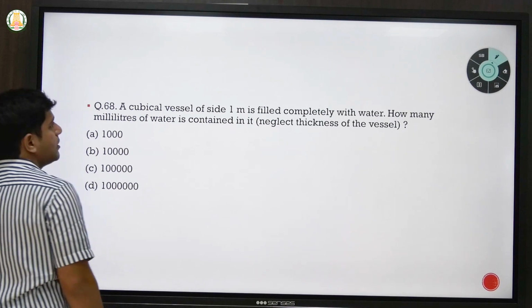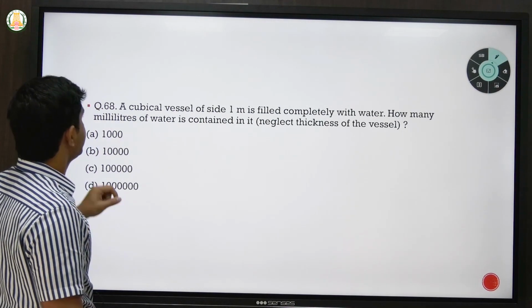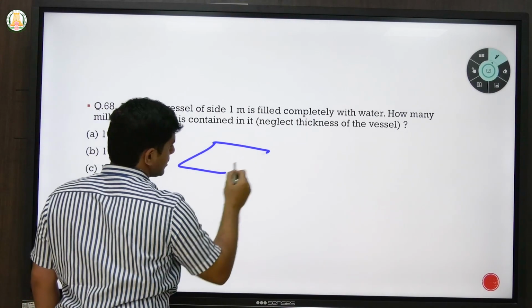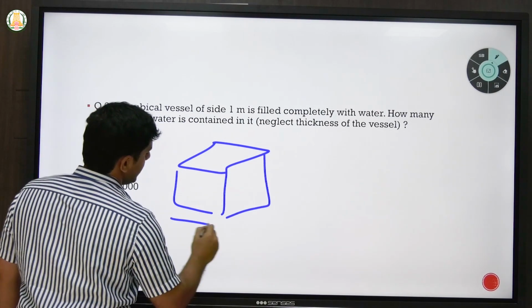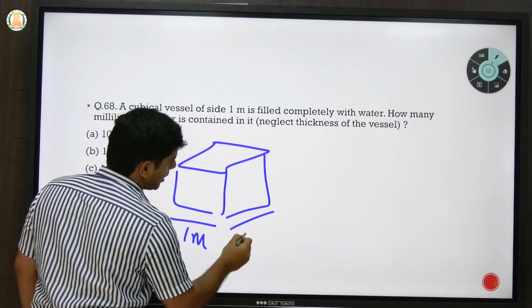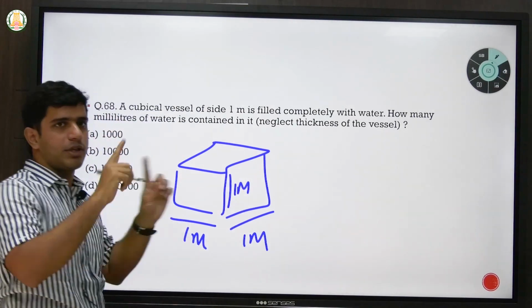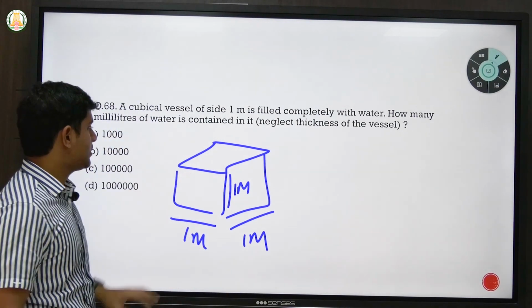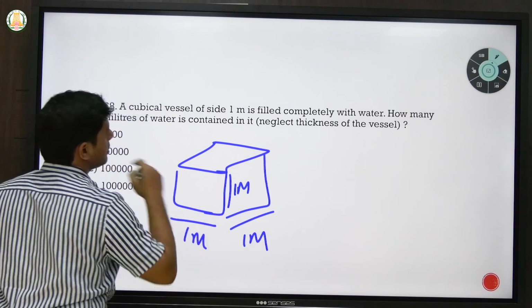A cubical vessel of side 1 meter is filled completely with water. How many milliliters of water is contained in it? So simply he's saying there is a cubical vessel of capacity 1 meter by 1 meter by 1 meter. Okay. So it's a cube. Cube means all three sides will be the same. So the length of that side will be 1 meter, 1 meter and 1 meter.